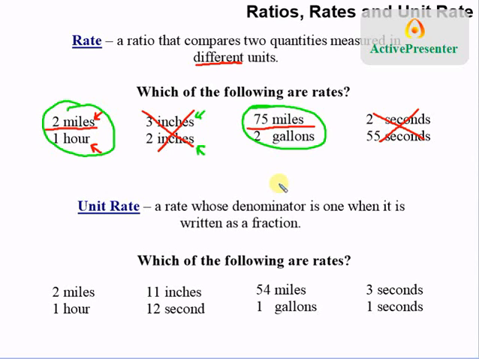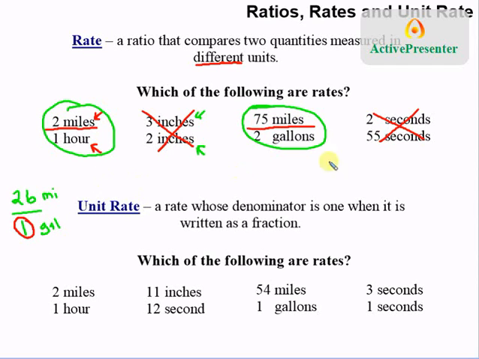It's just a ratio. Moving on down, one of the very important things that we need to know: rates are very helpful for us, but we also need to know a specific thing called a unit rate. A unit rate is a rate whose denominator is 1 when it's written as a fraction. So for example, if I was to say I get 26 miles to every 1 gallon that I put in my car, 26 miles to every 1 gallon, then I have a unit rate because I have 1 in the bottom. This is my denominator, and my denominator is 1. I have a unit rate.